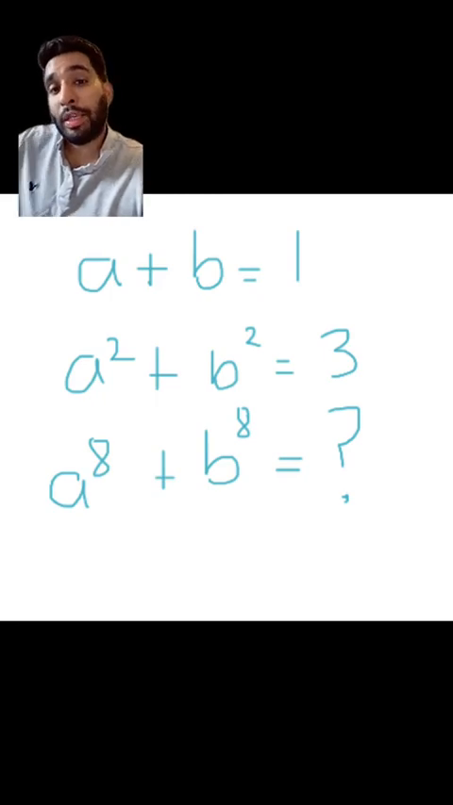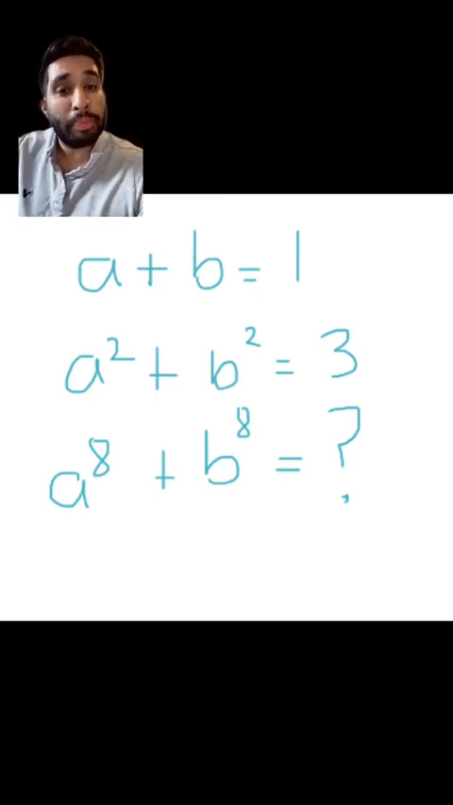If a plus b equals 1 and a squared plus b squared is equal to 3, then what is a to the power of 8 plus b to the power of 8? You can pause the video now, try it yourself, and leave your answer in the comment section. You can also stitch your solution to this video. But now we're going to solve it together.